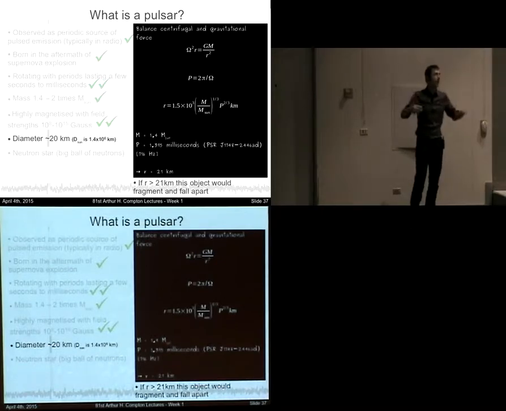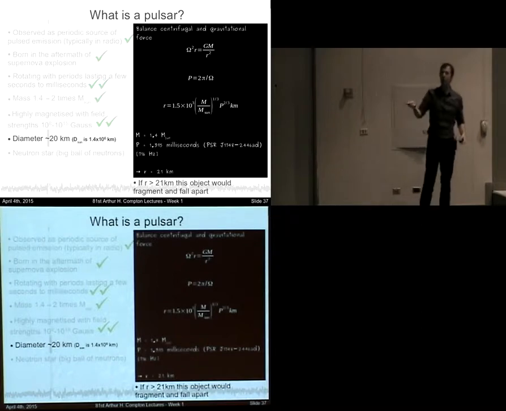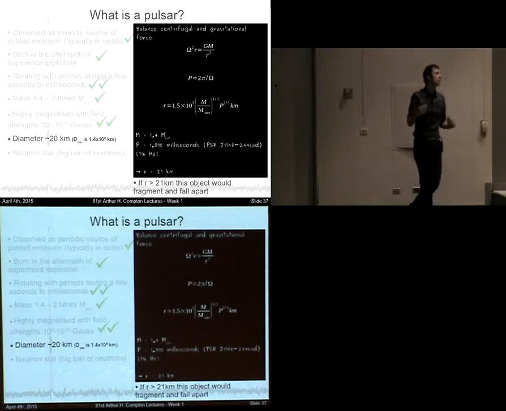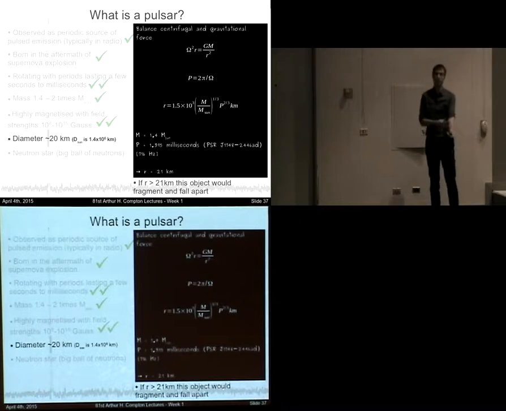Okay? So this is a most startling fact already. Even though it's actually the diameter that's 20 kilometers, we already know from very simple arguments that the diameter can't be larger than 40.